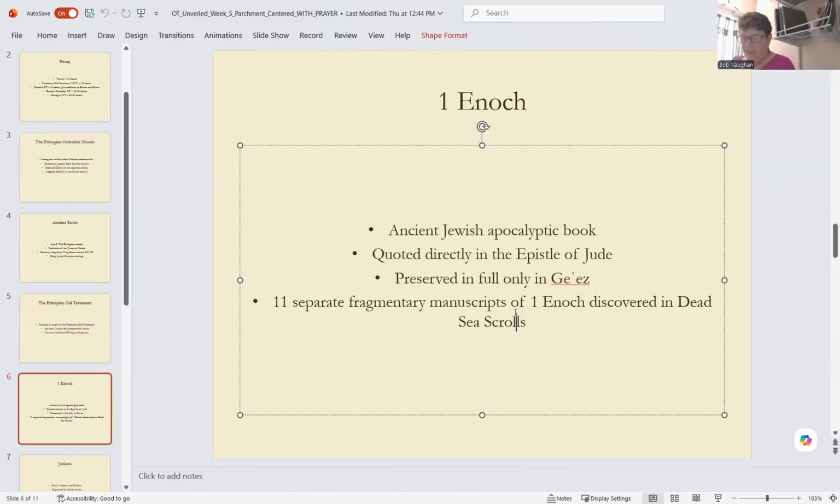The most famous section is chapters 1 through 36. It's called the Book of the Watchers. I forgot to say also about First Enoch, it is quoted in our New Testament in Jude. There are 11 fragments of it in the Dead Sea Scrolls, but they're only fragments. The Ethiopian Bible is the only complete version of Enoch. The Book of the Watchers tells the story of the fallen angels. You remember the Nephilim? This gives us a lot more about the Nephilim.